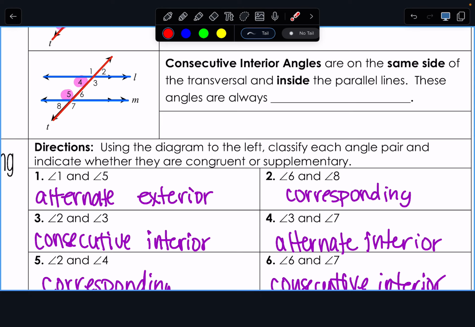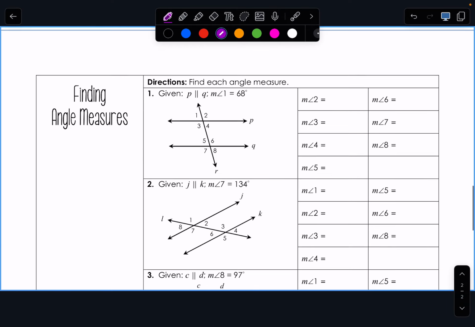What's true about 5 and 6? What do we call those? But you told me that 4 and 6 are the same, which means 4 and 5 are supplementary. So this is our only oddball. Consecutive interior angles are supplementary. Okay, all of the others are going to be congruent. Okay, so let's go to the next page.